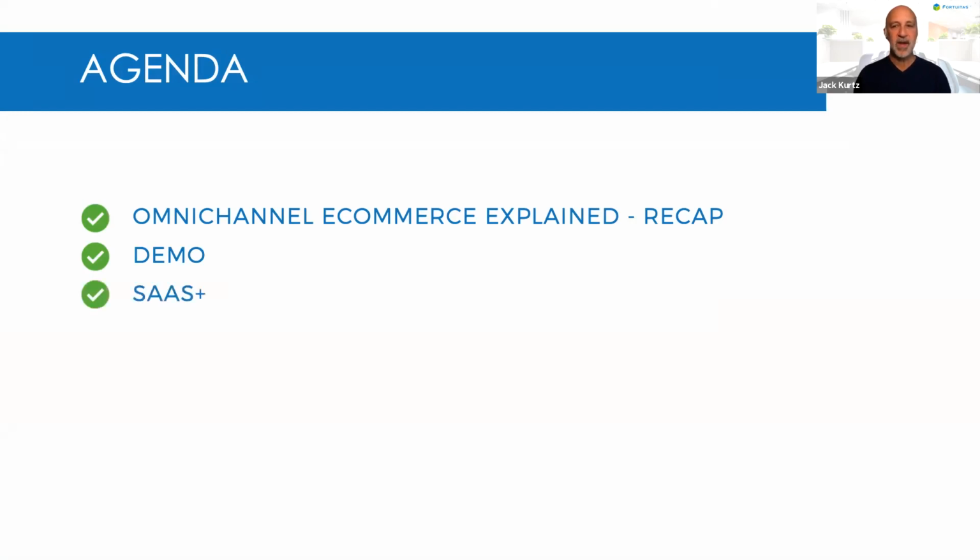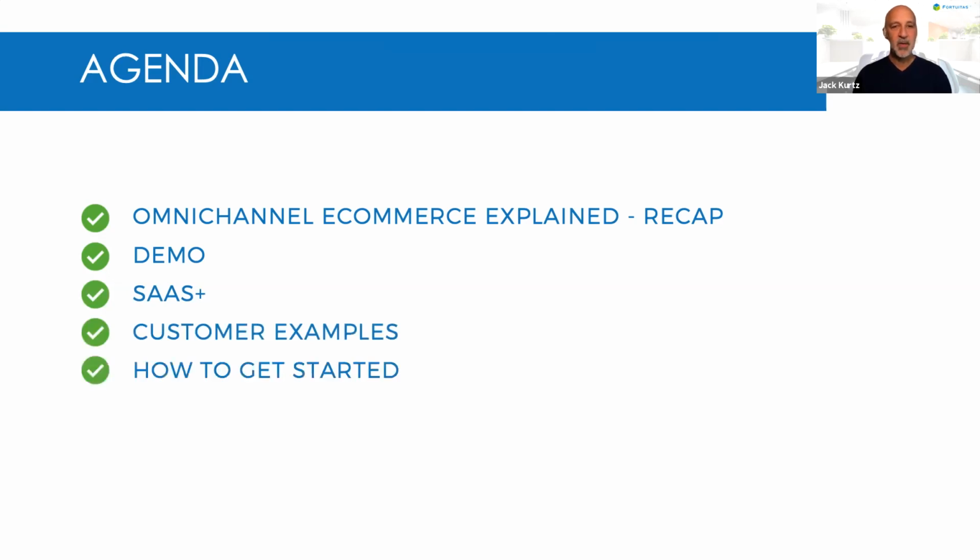We'll talk a little bit about our model, which is called SaaS Plus, and show a few customer examples. And then we will tell you how you can get started with omnichannel e-commerce and provide you some tools where you can start working right away and with everything you need to get going. So like I said, after that, we'll get into questions. We'll try and make sure we answer any questions.